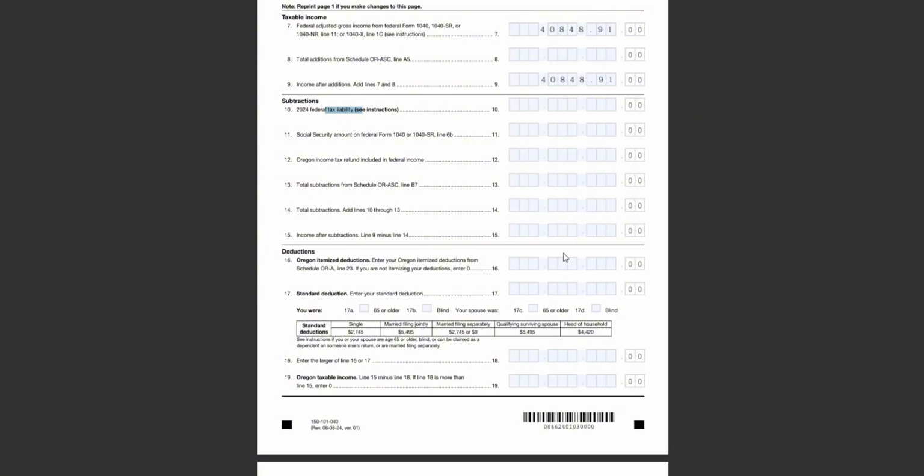So total income after subtractions is $40,848.91.